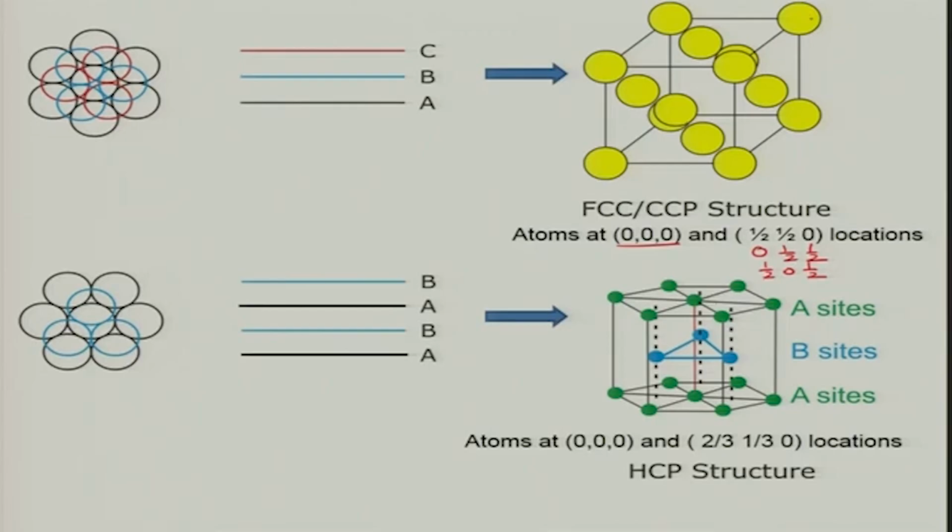So, you have 8 atoms at the corners, which means 1 by 8 into 8. You have face centers, 6 atoms, which means 1 by 2 into 6, because each face is shared by 2 unit cells and each corner is shared by 8 unit cells, and this will give rise to a total of 4 atoms per unit cell.